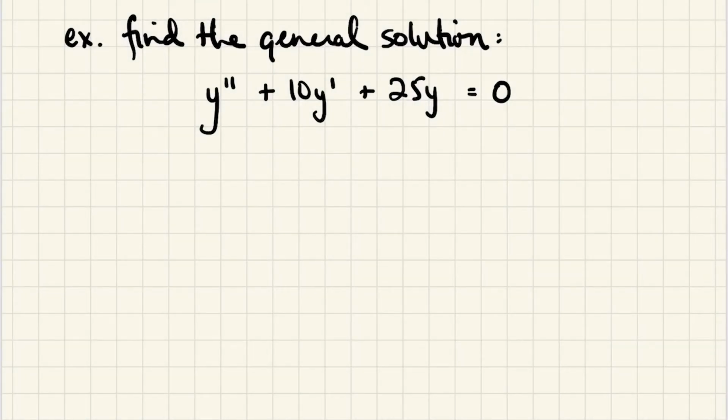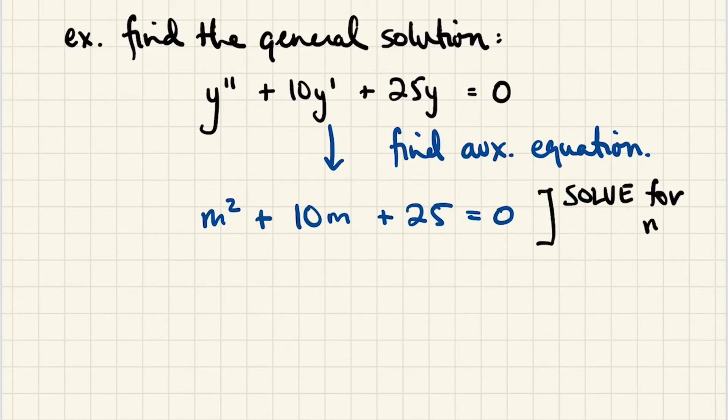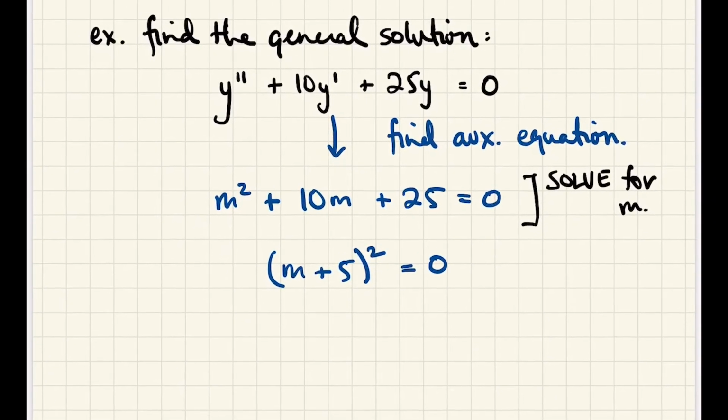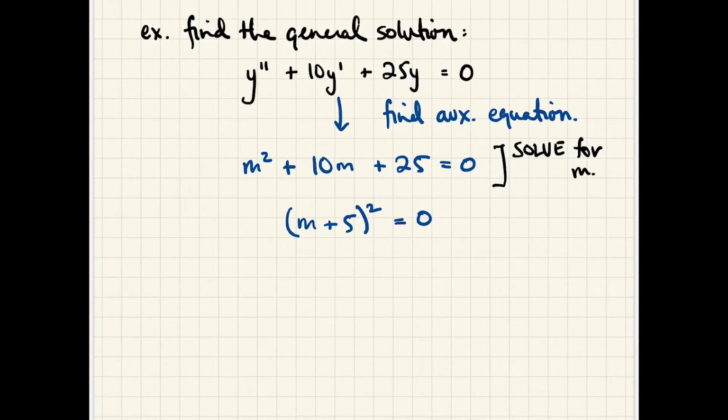All right, so here's another example, and same deal. It's linear, it's homogeneous, it's constant coefficients, second order, so let's find the auxiliary equation. That's m squared plus 10m plus 25 equals 0, and we'll solve it for m. Okay, hooray, this one factors. In this case, we're going to get a single solution with multiplicity 2, or you can think of it as two solutions that are -5 and -5.